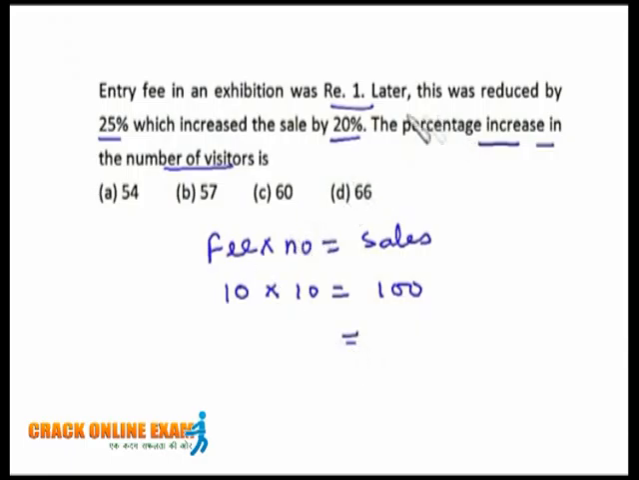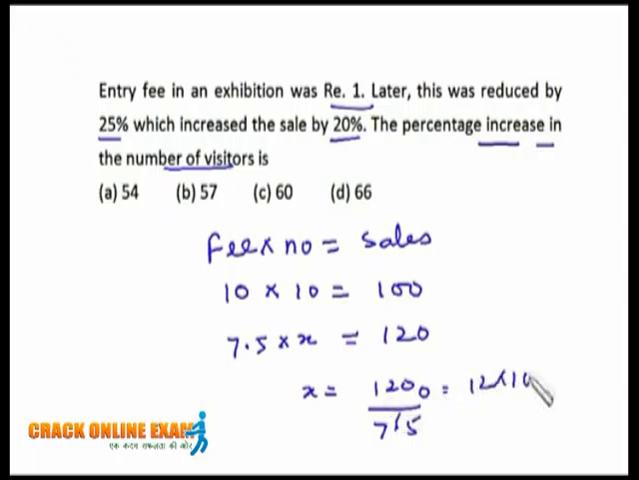Now the fee is being reduced by 25%. So the new fee is 7.5. We have to find out the number of visitors, and the sales is increased by 20%. So the new sales is 120. So X will be 120 by 7.5, which is 16. So initially the number of visitors were 10, now they are 16. So there is a 60% increase in the number of visitors. I hope you are clear.